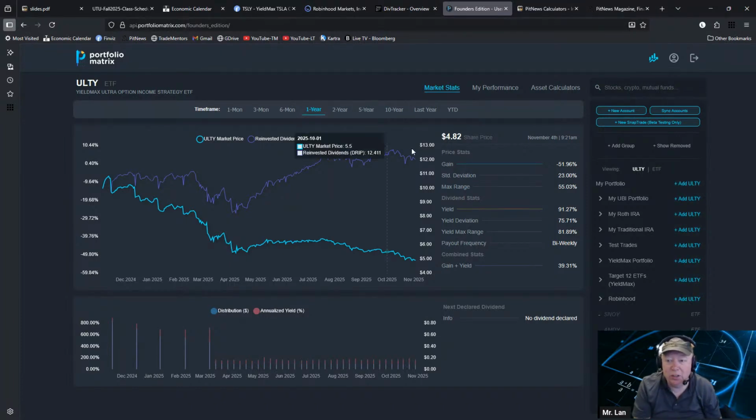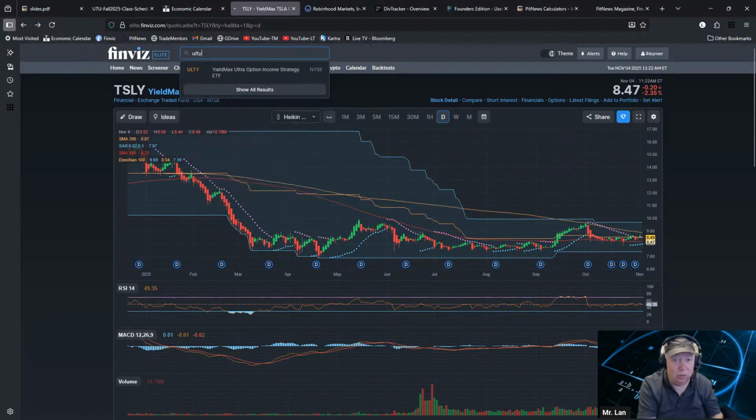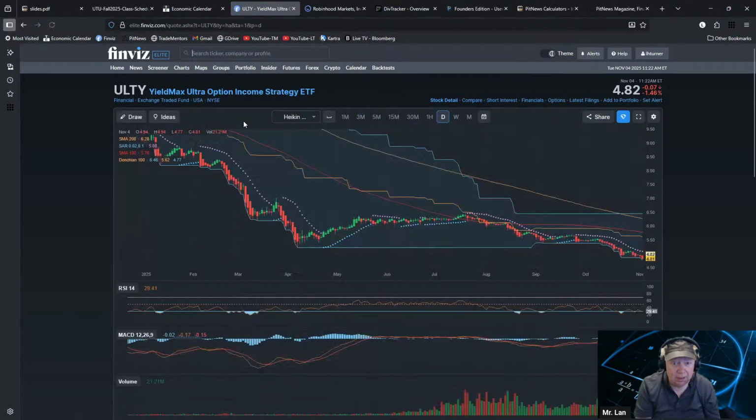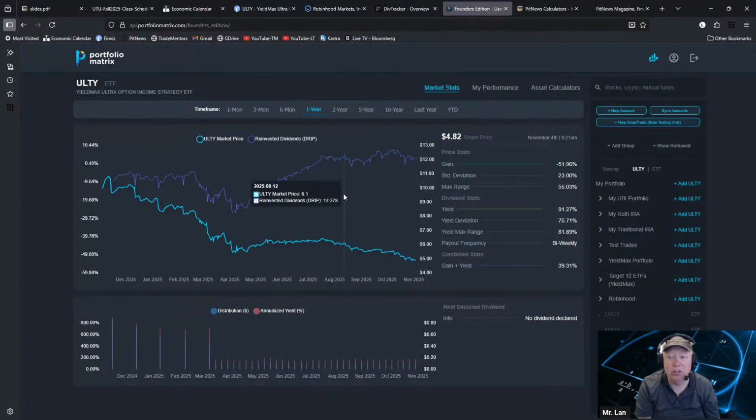So we come in here and it shows you the gain. And you can see that the gain, if you go back over here and look, it's been going down, right? That's ULTY. It's been going down. And so what is that gain over the last year? If we come back over the calculator, it shows you the gain has gone down 51%. So that's that blue line right there. See the lower blue line, how it's going down?